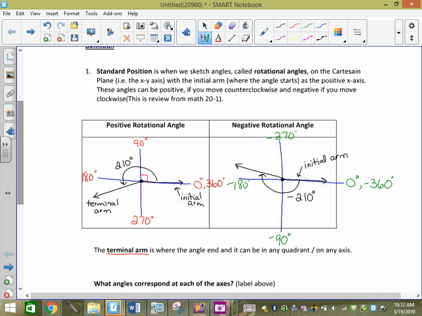So the terminal arm is where the angle ends and in what quadrant. So another thing to note is your quadrants go like this. Top corner, 1, 2, 3, 4.